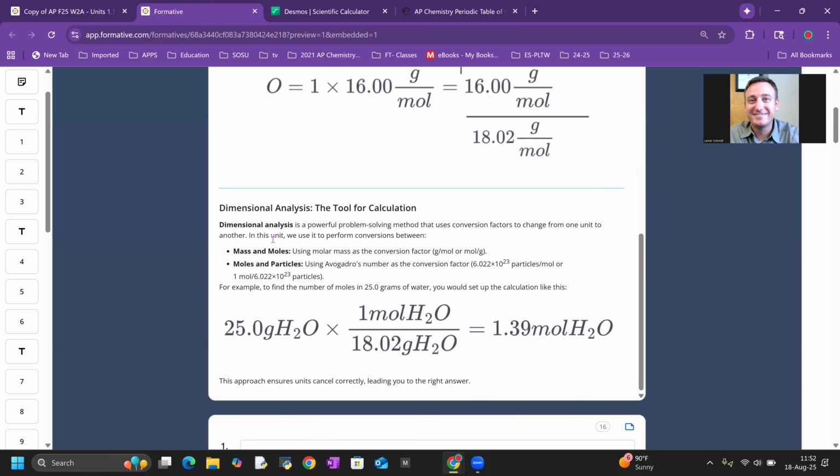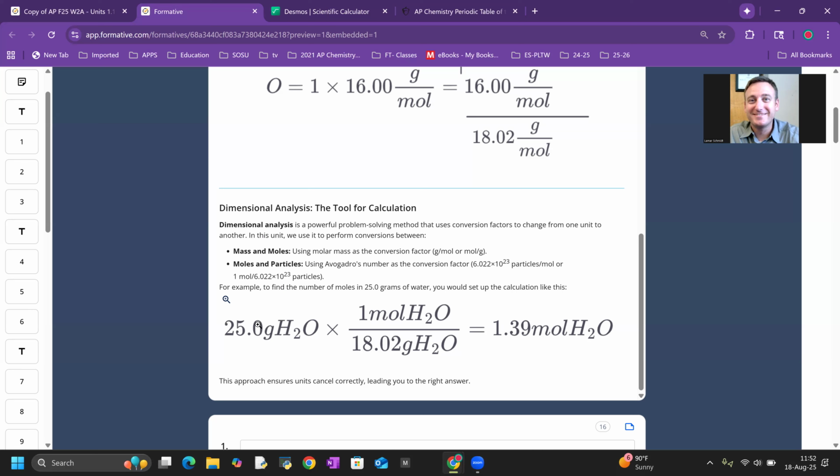When we use dimensional analysis, we're converting from one unit to another. And here we're converting from mass to moles. This is a very common conversion. And here I just want to show the setup for dimensional analysis. We show a given unit. Again, here we're converting between 25 grams to moles. So 25 grams of water to the number of moles of water.